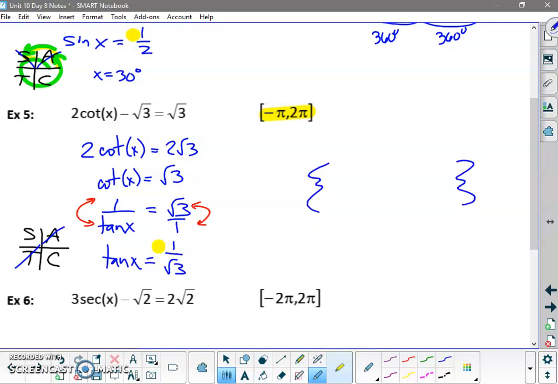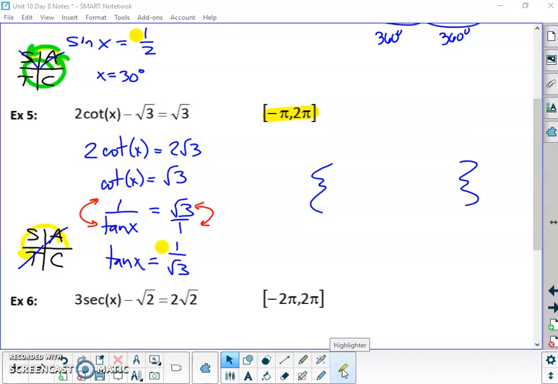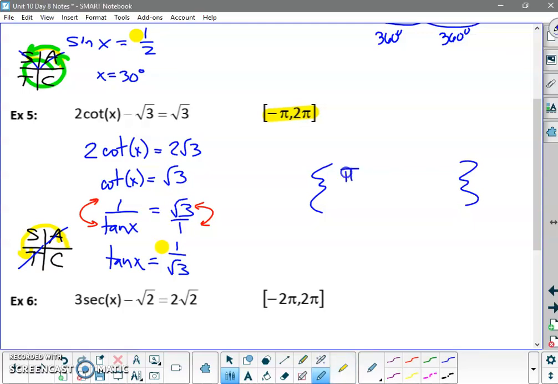You recognize square root 3, it's got to be 30 or 60. The way I like to remember it is 1 over square root 3 is less than square root 3, so we got to be talking about the smaller angle, 30 degrees. So in radians, 30 degrees is pi over 6. Now we need to know what pi over 6 is in the third quadrant, so that's going to be 7 pi over 6, and that takes care of 0 to 2 pi.